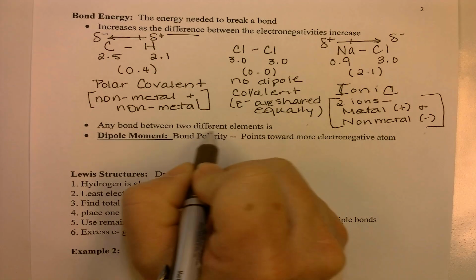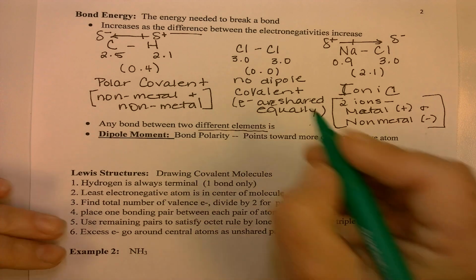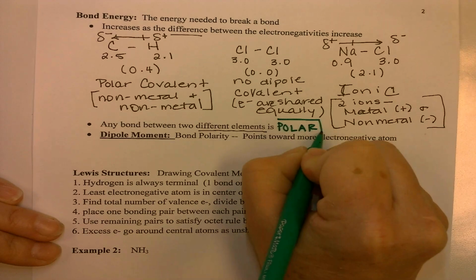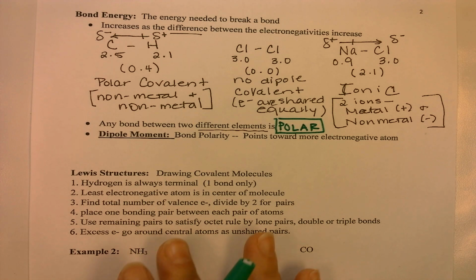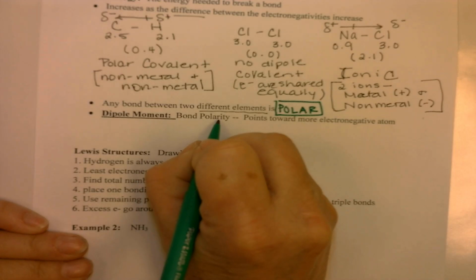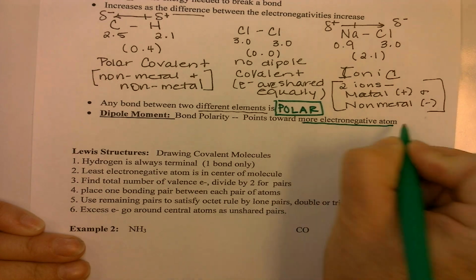Any bond between two different elements is polar. The question is, how big is the polarity? And that is a discussion for electronegativity differences. That tells you how great the polarity is. Okay? This dipole moment is the bond polarity. And so it points toward the more electronegative atom.